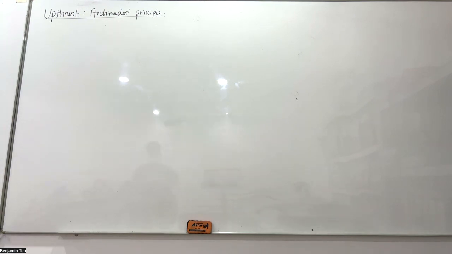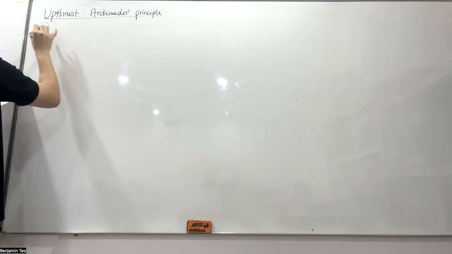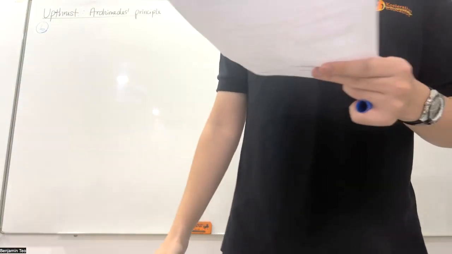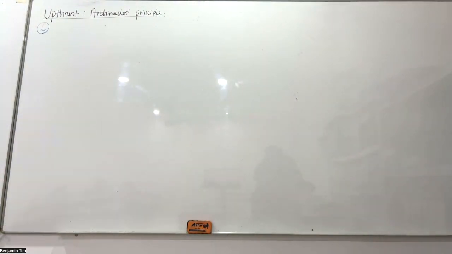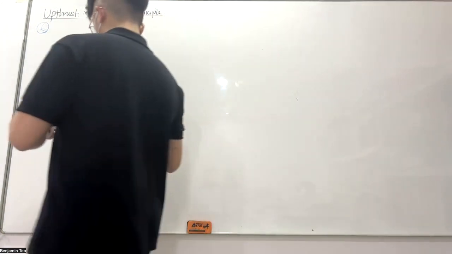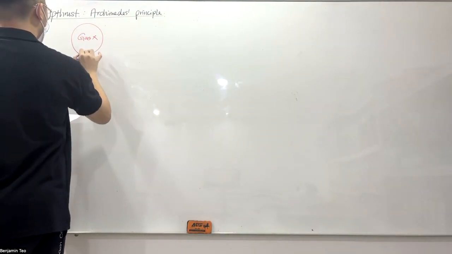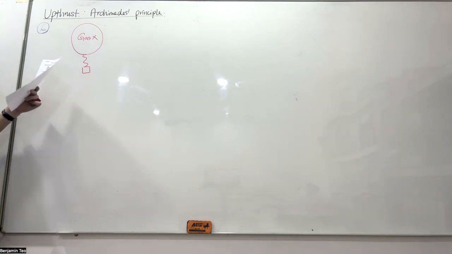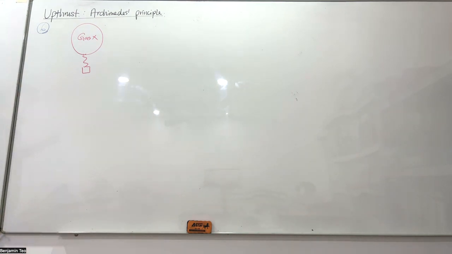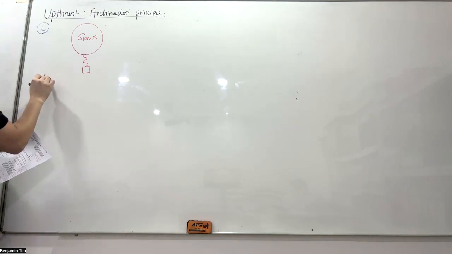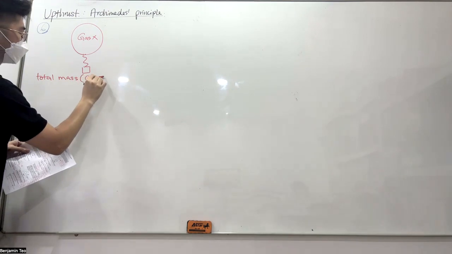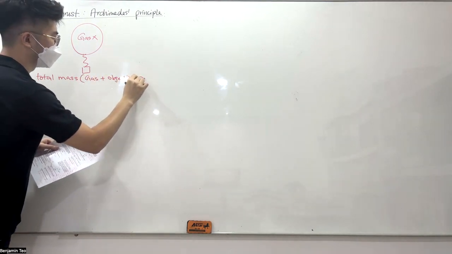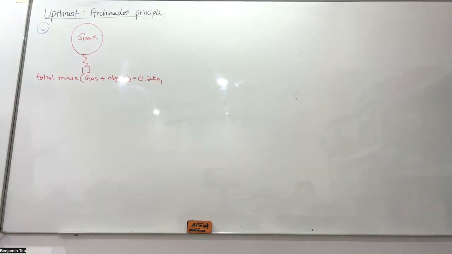A balloon filled with gas X at volume 0.2. The balloon is stationary. When a load is hung to it as shown in the figure, given that the total mass of the load and gas X is 0.2 kg, and the mass and the volume of the balloon can be neglected.